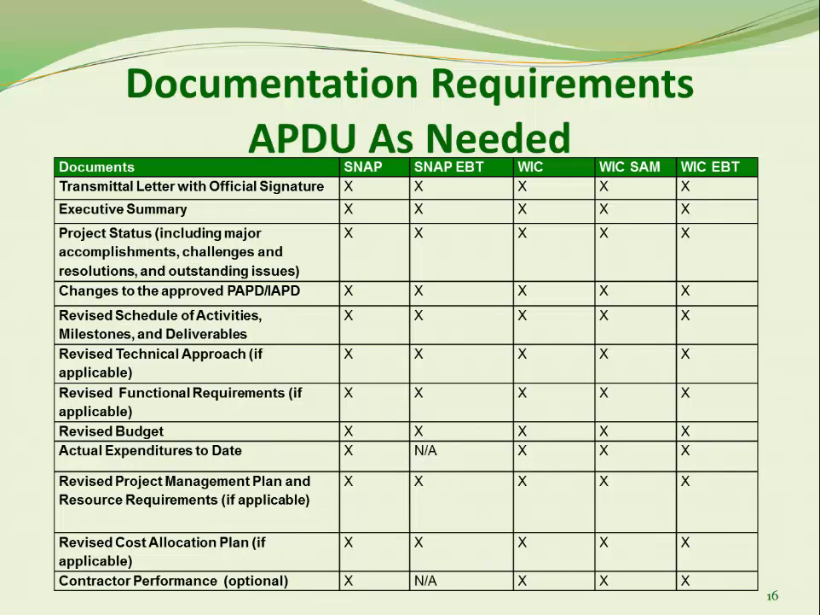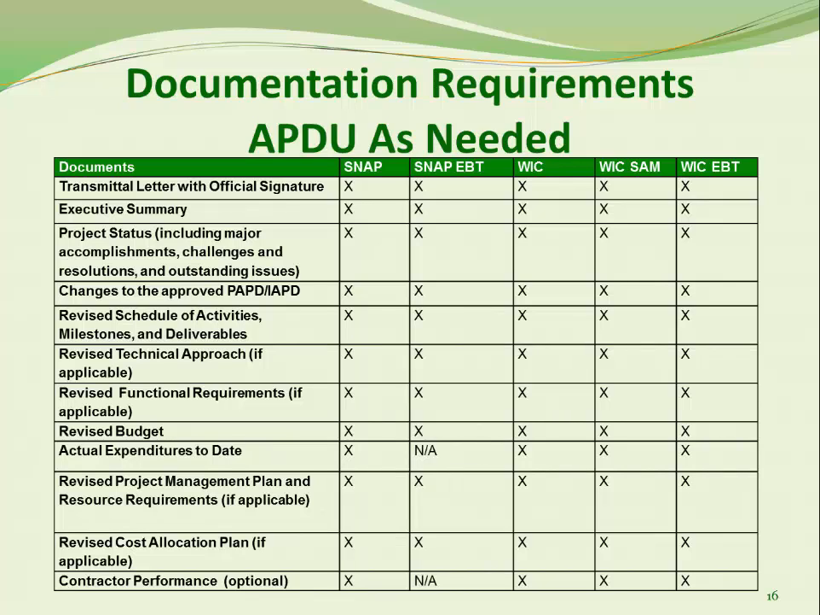If an APD as needed is submitted, the actual expenditures to date must be reported by federal fiscal year and quarter. The revised project management plan and revised resource requirements address changes in key personnel and staffing and the associated duties of people working on the project. Examples may include moving project management in-house instead of contracting for project management services, replacing key state or contractor personnel, losing essential resources in either the program or technical areas, or changing the scope of quality assurance duties.